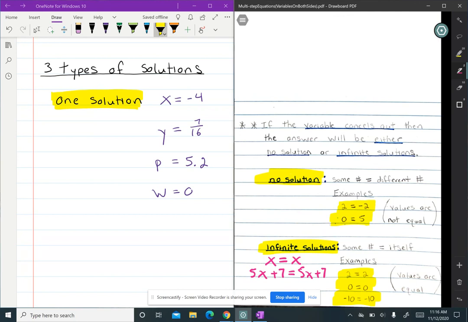It does not matter. Now, one of the ways that you should know that you're either going to get no solution or infinite solutions is from this statement. If the variable cancels out, then the answer will be either no solution or infinite solutions. So as soon as your variable disappears, that's going to tell you that you're going to have one of those two types of solutions. Okay, so let's actually look at an example where this happens.